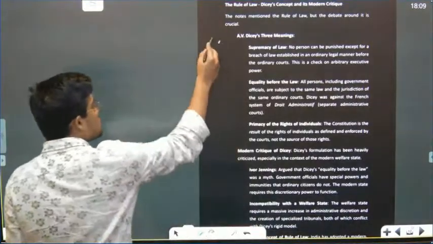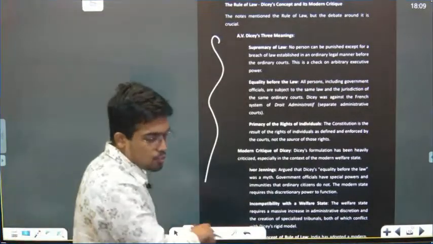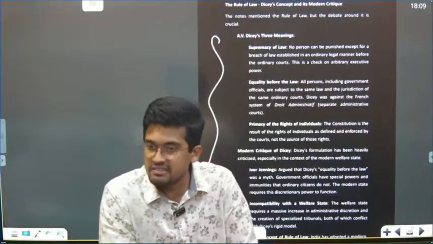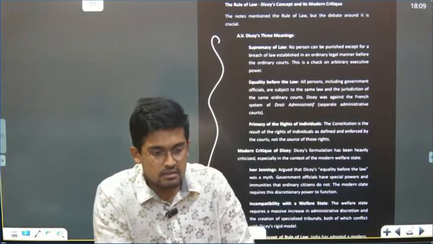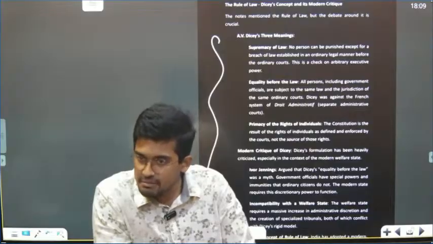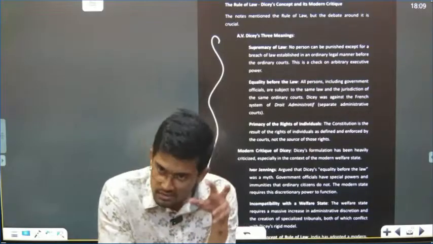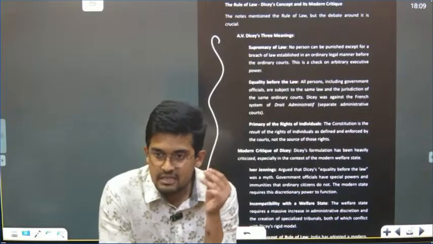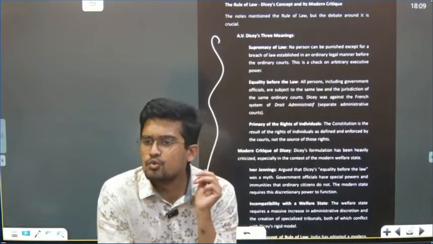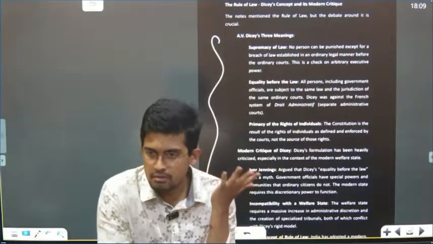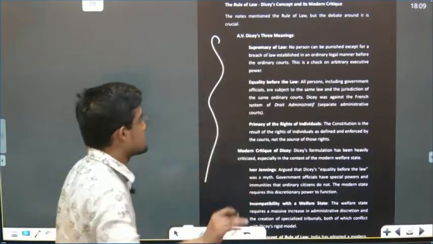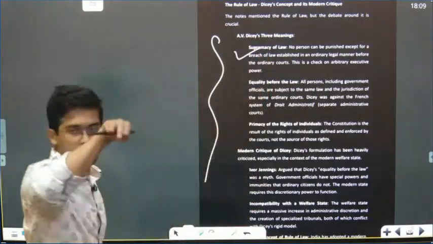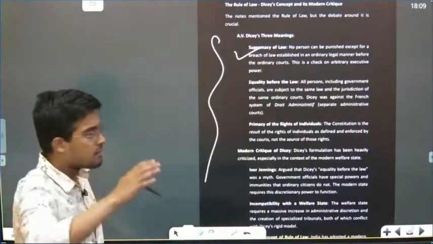Now, when it comes to rule of law, what exactly is the rule of law? A.V. Dicey himself was against administrative law, but rule of law is very important in the concept of administrative law. A.V. Dicey gave three important elements in rule of law. You should know them because this is an issue. First is supremacy of law: law is supreme, there is nothing above law.